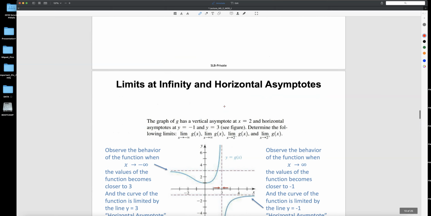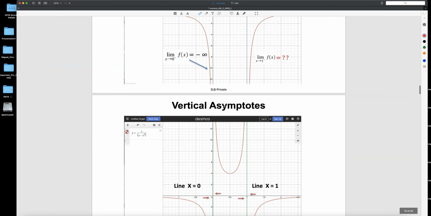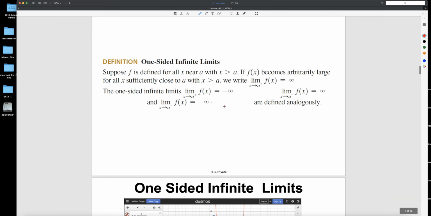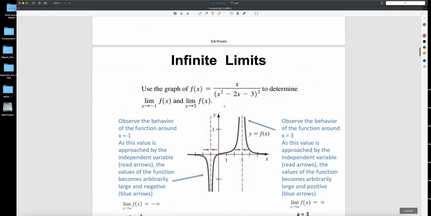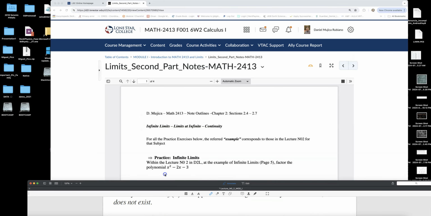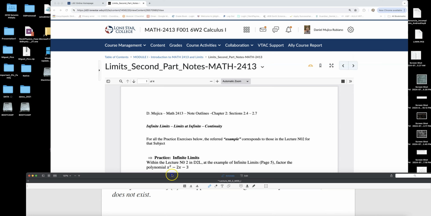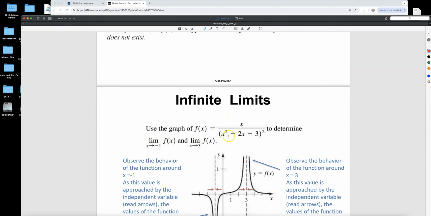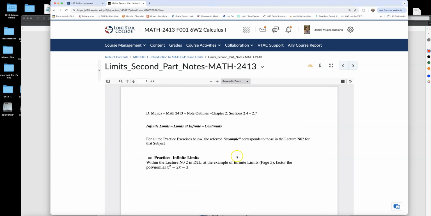So in page number 5, which is this one, let's factor this polynomial. That's what I'm telling you over here: x squared minus 2x minus 3. So let's factor this. So we're gonna cover the detail with that lecture's notes. Okay, so let's move forward.